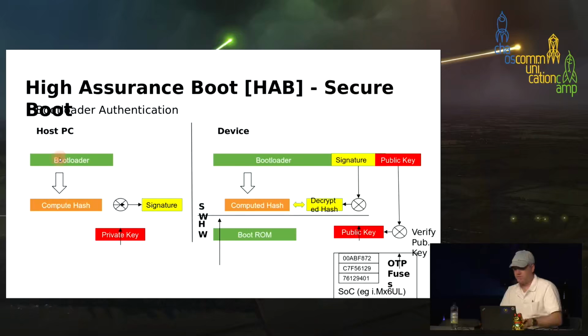The process to create this signed bootloader is: you start with your bootloader, U-Boot, you compute the hash, you take a private key, and the private key will sign the hash, and when you ship your software, the signature is attached to the bootloader. This is how a secure boot, or as it's called in this environment, high assurance boot, is working.